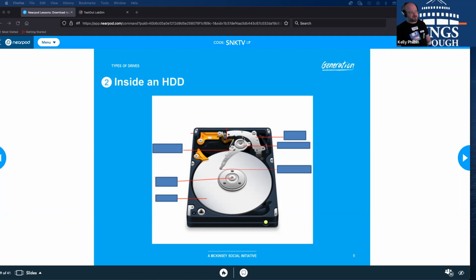Stacy, what is that actuator arm connected to? That pivot point. The axis. There we go. The actuator axis. Excellent.